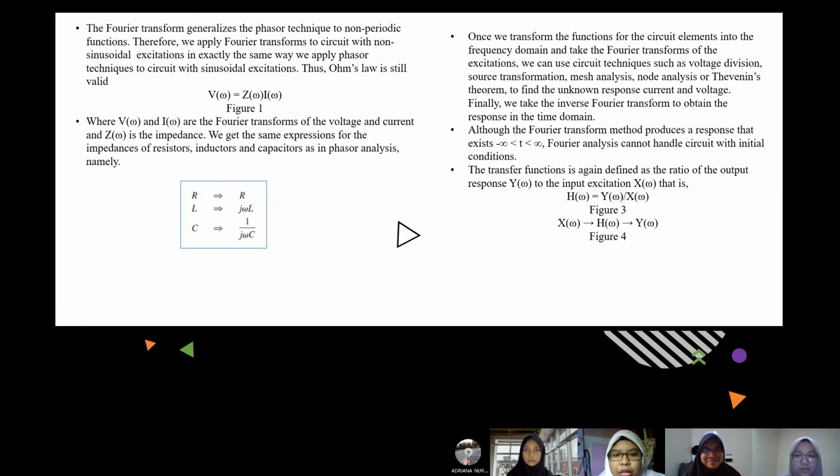Hi, Assalamualaikum. My name is Aisyah Safia. Today I'm presenting about electrical engineering. The Fourier transform generalizes the phasor technique to non-periodic functions. Thus we apply Fourier transform to a circuit with non-sinusoidal excitation in exactly the same way we apply the phasor technique to a circuit with sinusoidal excitation. Thus, Ohm's law is still valid.